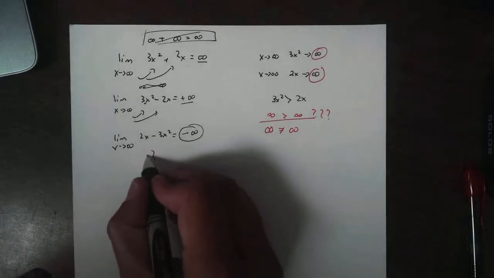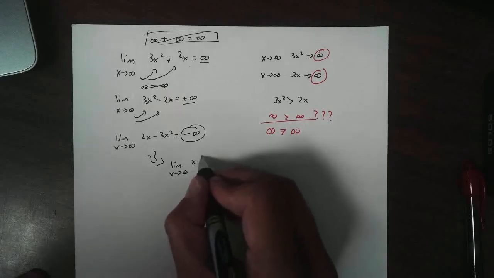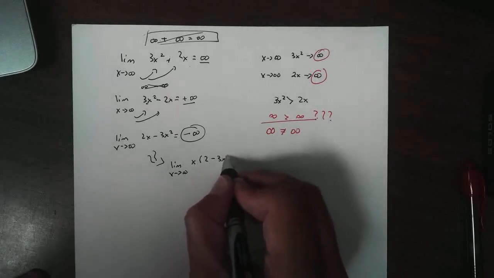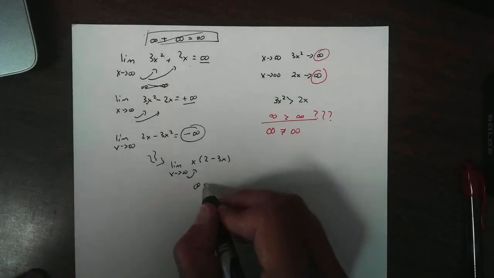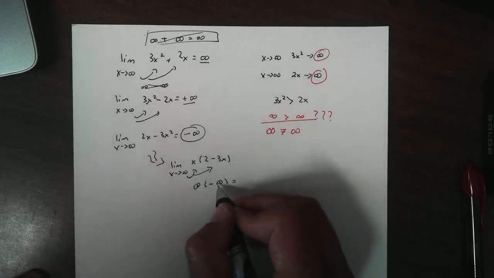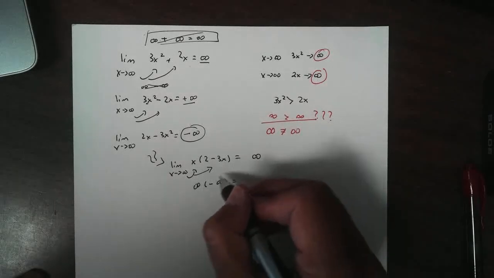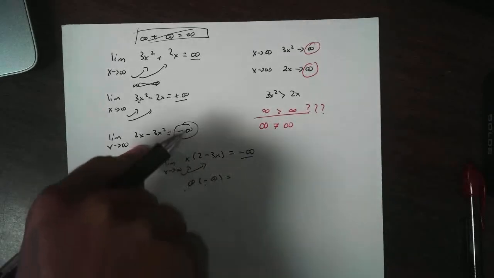Now, another way we can look at it is algebraically. We can factor out an x, and now we get x times (2 minus 3x). And I can multiply. Well, that just becomes infinity times, and if I plug in here, negative infinity. So infinity times infinity, of course, is infinity, and a positive times a negative is a negative. But we can also just rationalize through it.